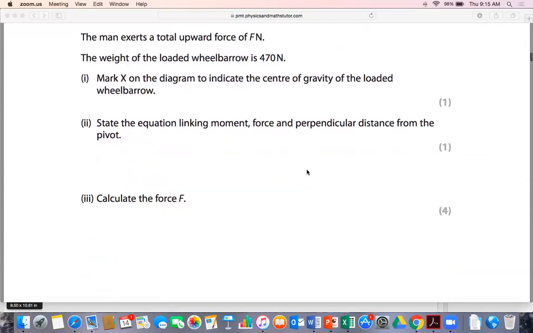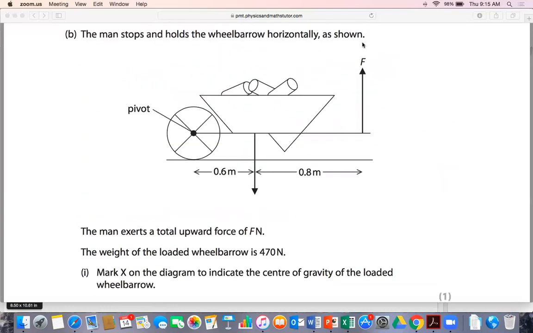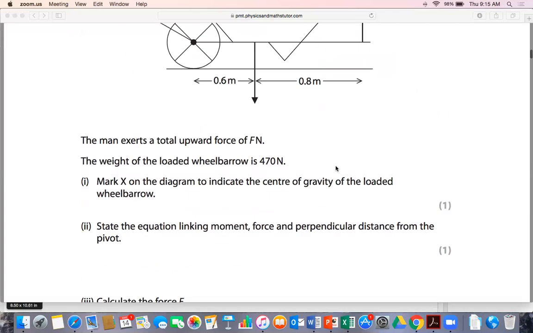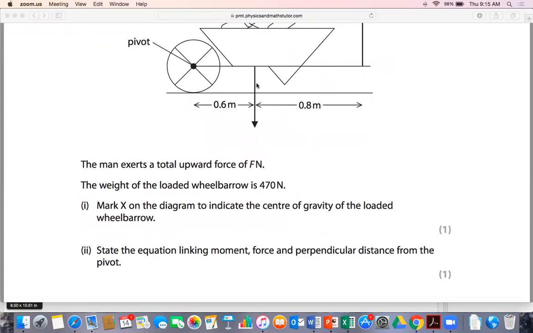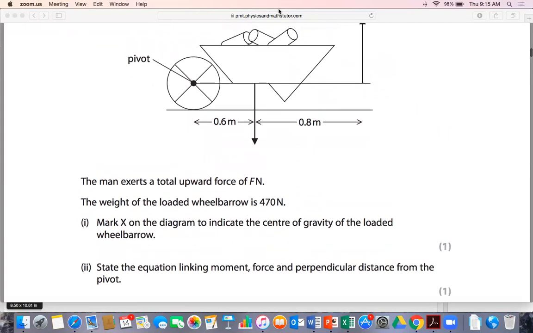Yeah. So basically, calculate the force to lift it up. The force that is pulling it down must equal the force that is pulling it up. If we look at moment equal to force times perpendicular distance from the pivot, this is the center of gravity here. It has 470 Newton pulling it down, the weight of the load.